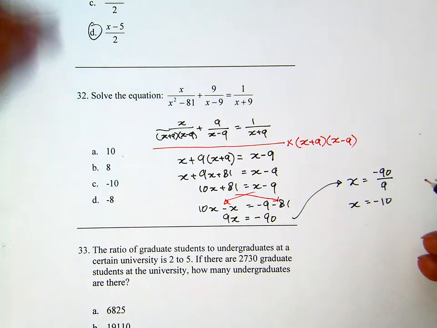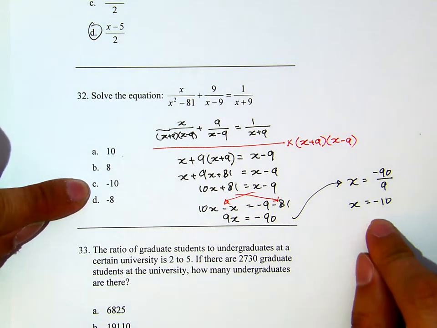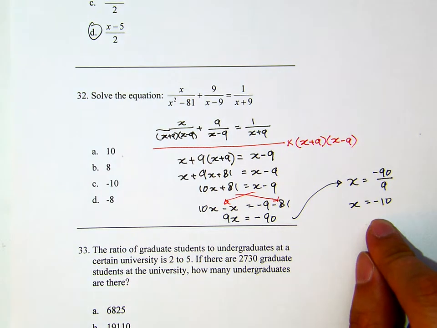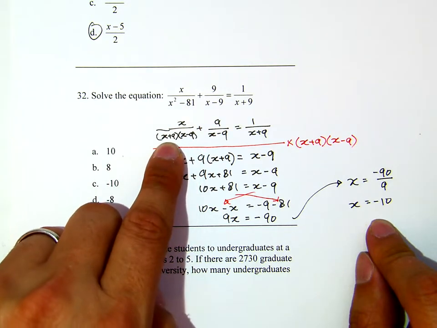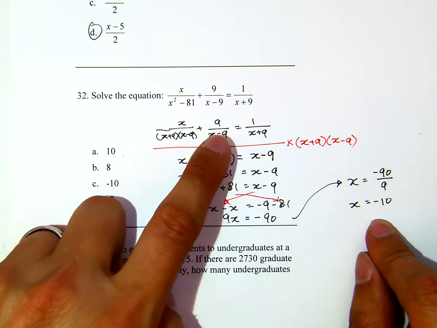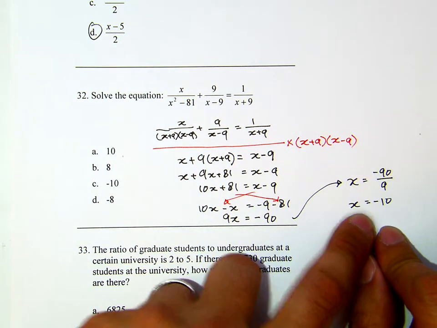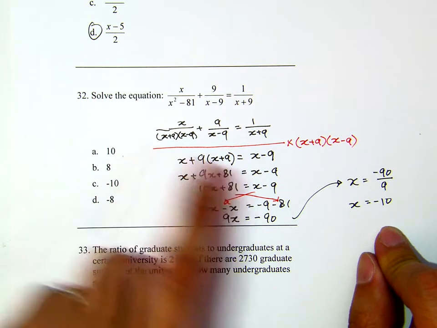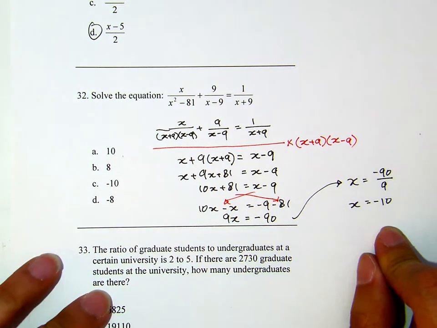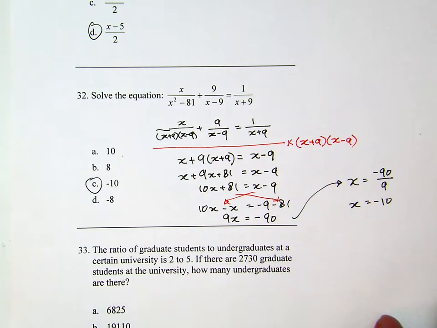Now I suspect that's the answer, right? But before I go on too far, let me check that this negative 10 does not make the denominator become 0. We need to avoid x being negative 9 and 9, right? In other words, if I get negative 9 or 9 here, I have to cancel it because it is not in the domain of the equation. But negative 10 is okay. So the answer for number 32 is negative 10.